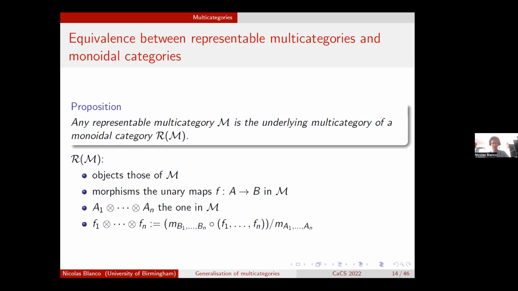And so an example is, like I said, any monoidal category has an underlying representable multi-category, and you can go the other way around. So if you have a representable multi-category, it's the underlying multi-category of some monoidal category, Rm. And this monoidal category you get by considering the objects to be the objects of the multi-category. For morphisms, you just restrict to unary maps, so the maps that have just one input. The tensor product of objects is just the tensor product of your representable multi-category. Now you want to define the tensor product on maps. And so this is the formula.